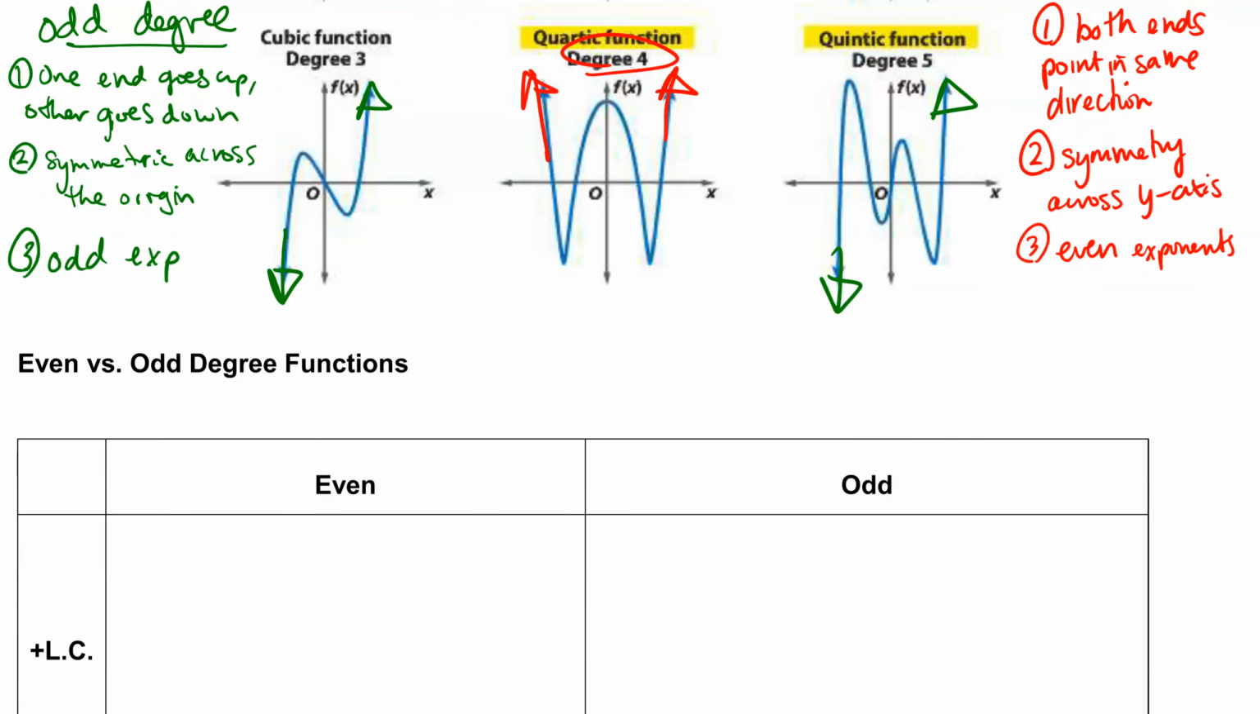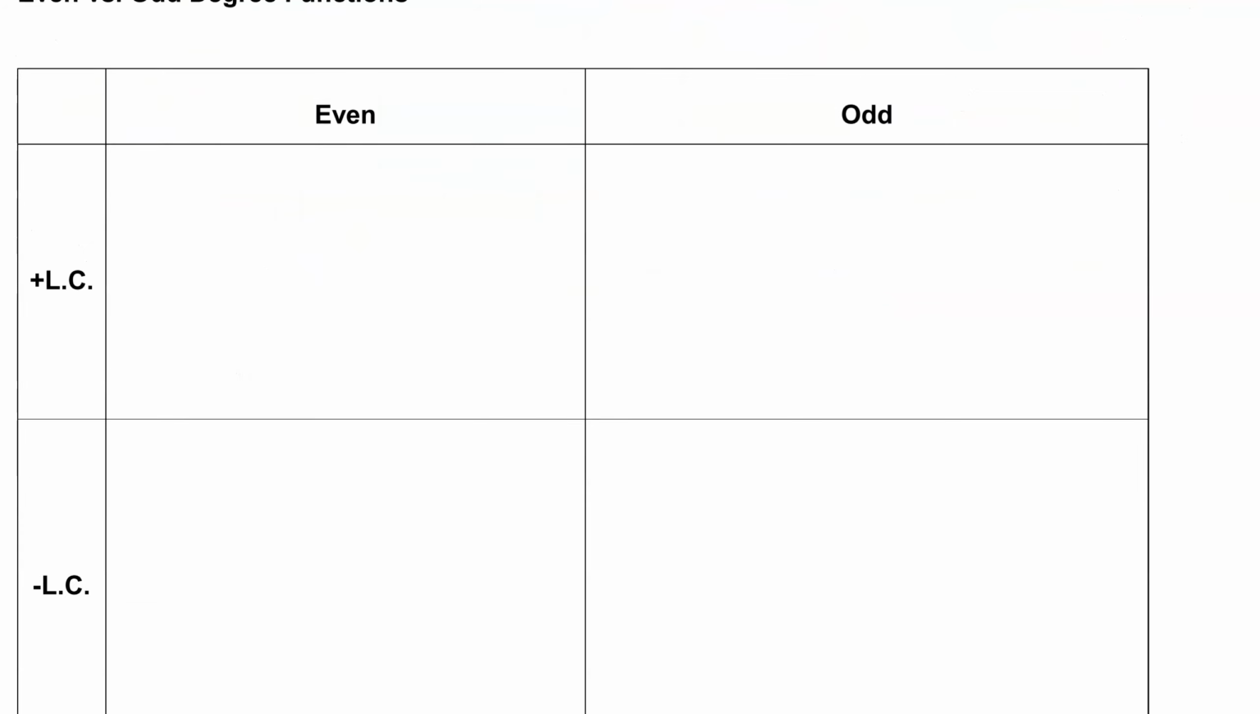I hear you, but it looks harder than what it is. LC is leading coefficient. Even or odd is talking about the exponent. So, for instance, if you have an even degree and you have a positive leading coefficient, do we know what it looks like?